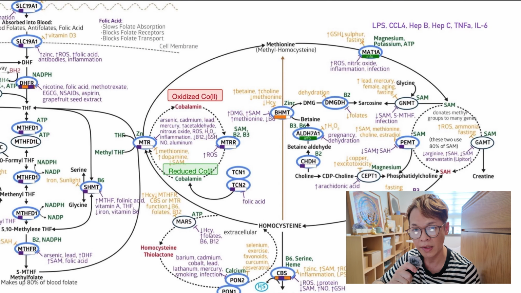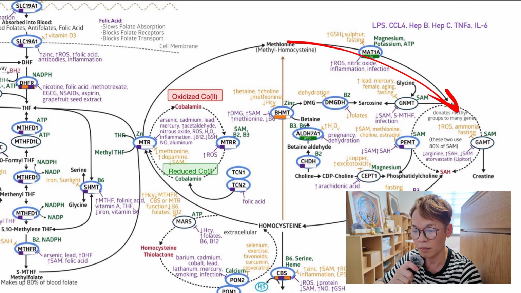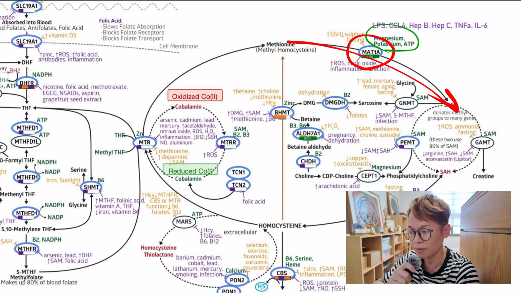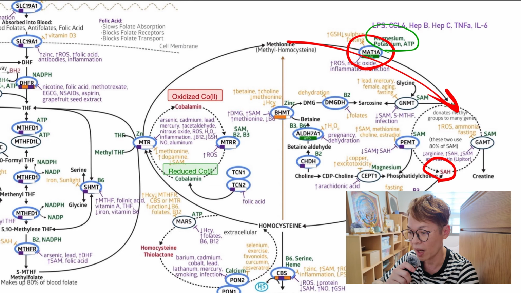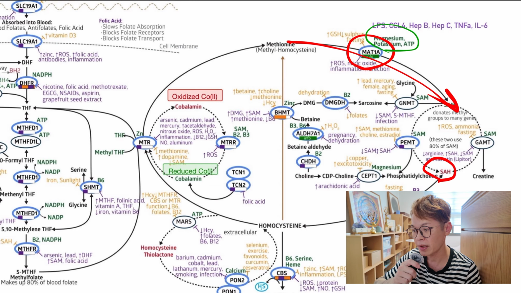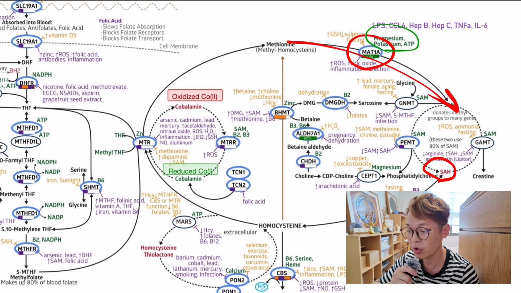So let me take you step by step using the transsulfuration pathway. Methionine is converted to SAM by the MAT enzyme with essential cofactors indicated here. That's magnesium, potassium, and ATP. We all know that SAM serves as a primary methyl donor in many methylation reactions as discussed earlier. Once the methyl group is donated, it becomes SAH, S-adenosylhomocysteine. Since SAH has a chemical structure almost identical to SAM, it is also a potent feedback inhibitor to methyltransferases.